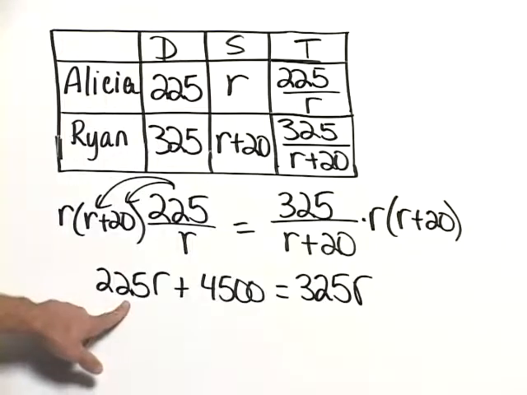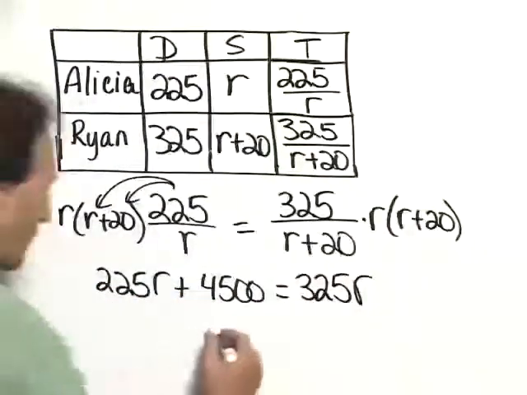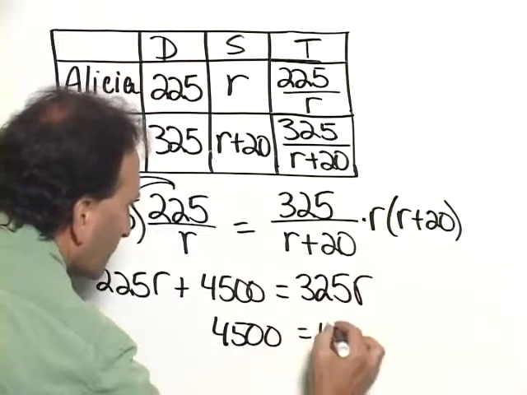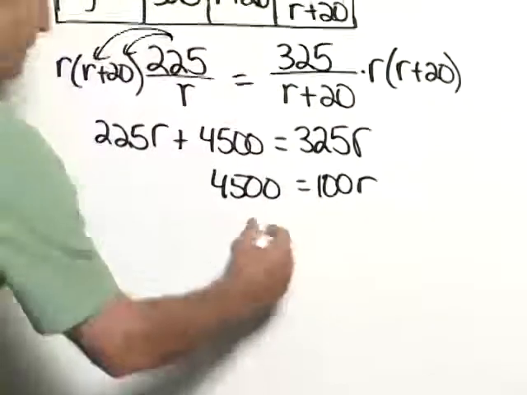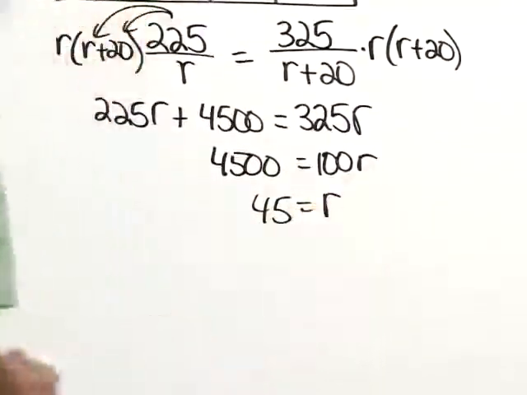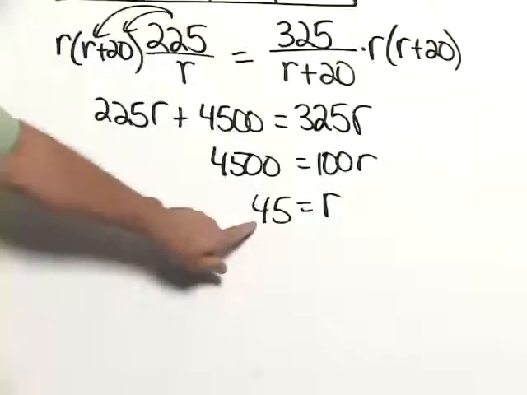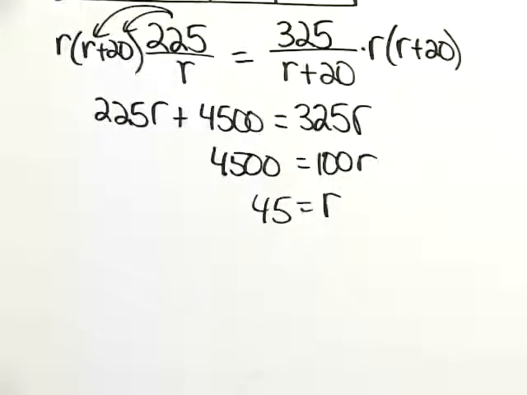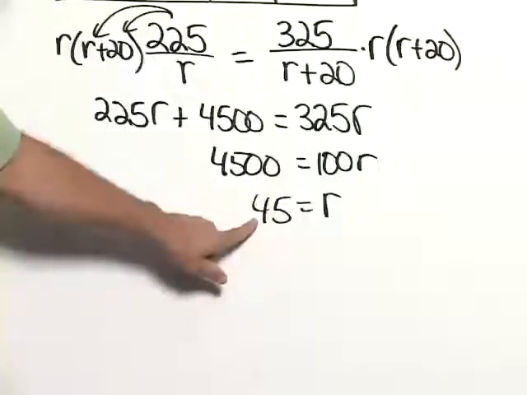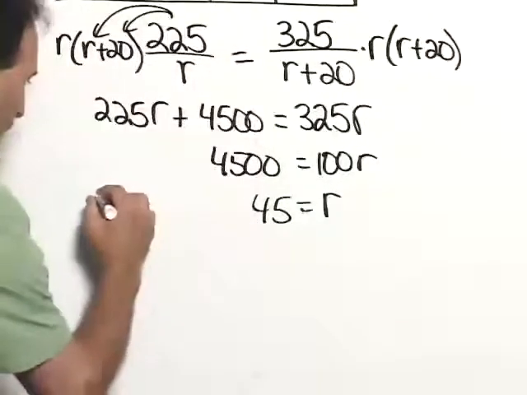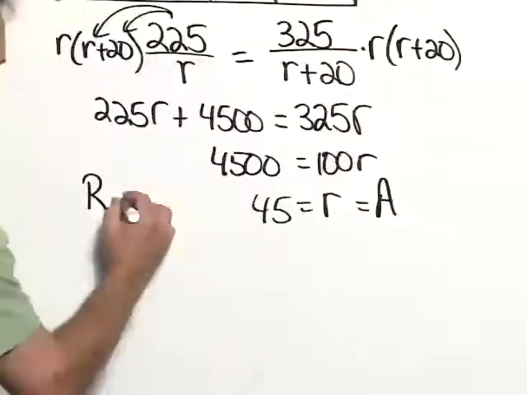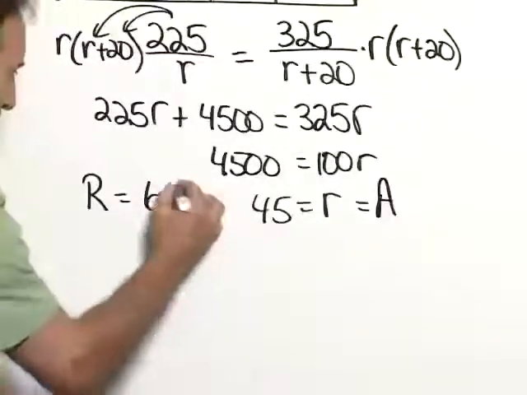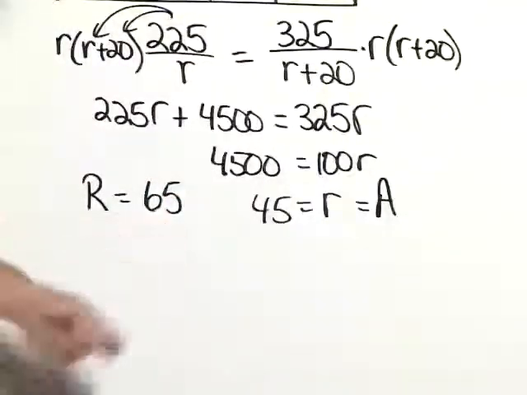We now subtract 225R from both sides. We would have 4,500 equals 100R. And now dividing both sides by the 100, we would find that R is equal to 45. Remember that R represents Alicia's speed and that Ryan's speed is R plus 20. So this is Alicia, which I'll abbreviate as A, and therefore Ryan would be equal to 45 plus 20, or 65 kilometers per hour.